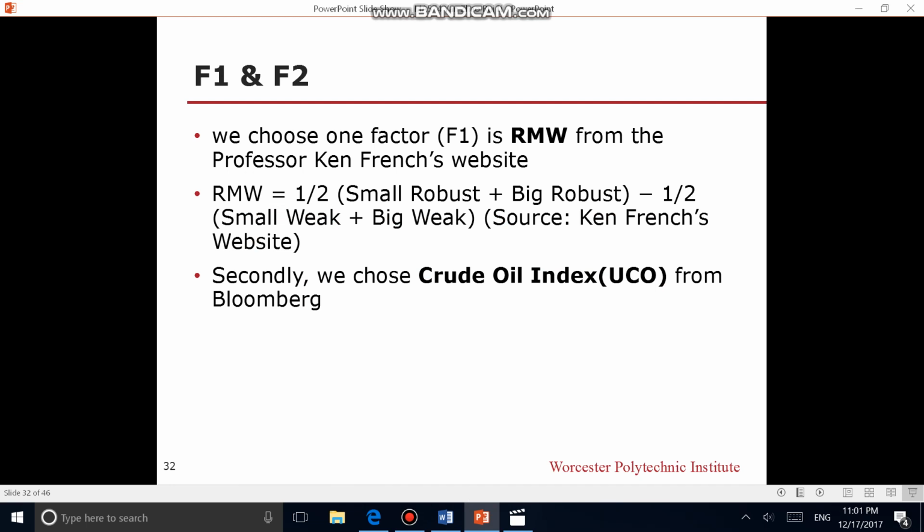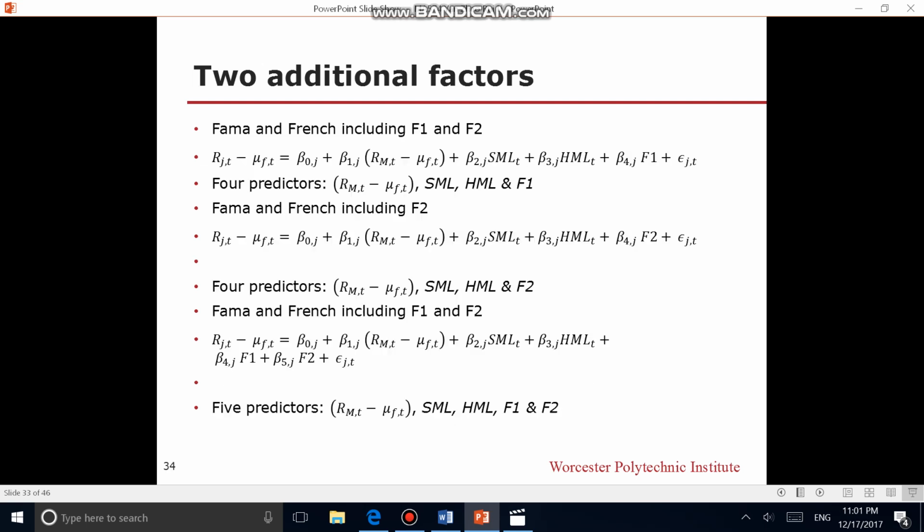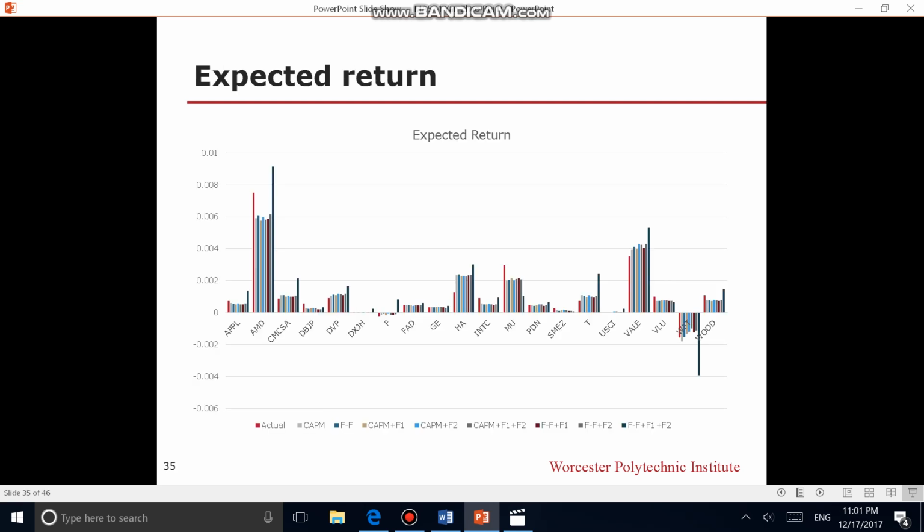We think this crude oil could be the input of production, so that it will correlate to the economy directly. And then we do CAPM including F1, CAPM including F2, CAPM including F1 and F2. We also do Fama-French including F1, Fama-French including F2, and Fama-French including F1 and F2.